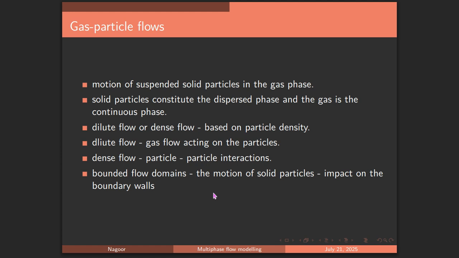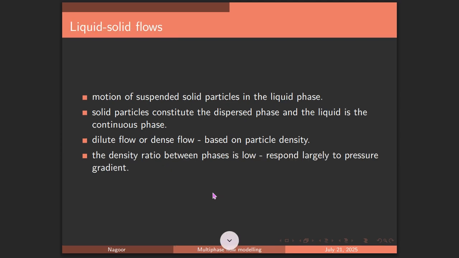Moreover, gas-particle flow can also be classified based on the domain, whether it is a free surface, unbounded domain, or a bounded domain. For example, in a bounded domain, there would be some kind of interaction between the solid particles and the boundary walls. These things will be detailed and studied in separate videos: how these gas-particle flows work and how to formulate the flow. I'm just giving an overview of what is meant by gas-particle flows.